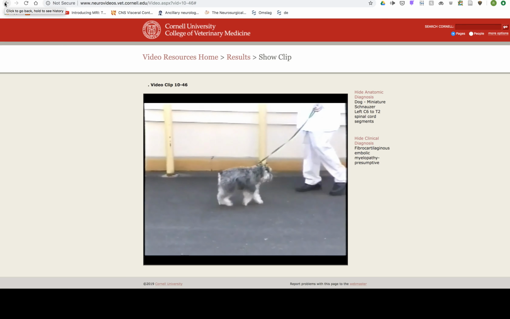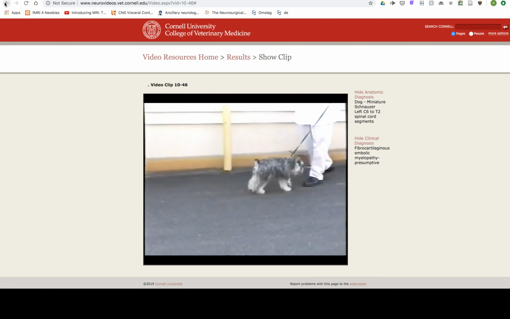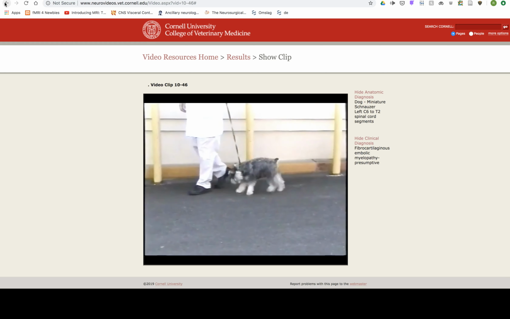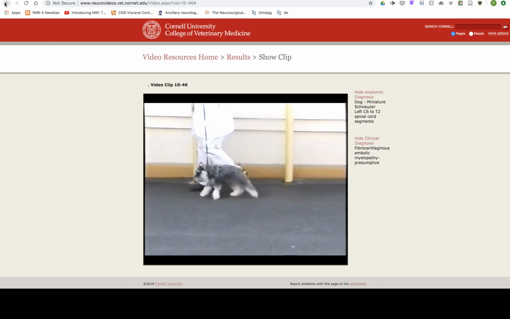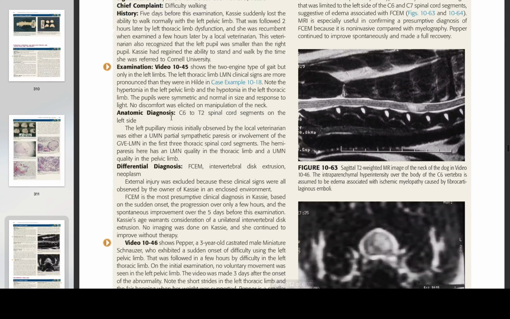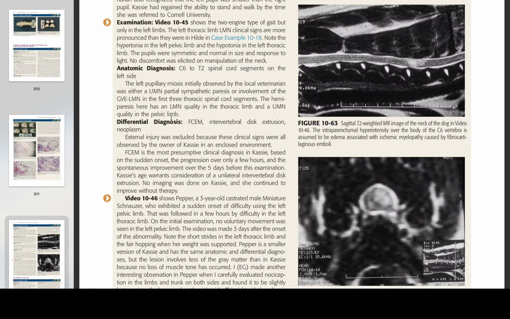This right side hypalgesia may be explained by the crossing of the nociceptive pathway at its origin in the spinal cord. The interruption of this pathway at the level of C6 on the left caused the right side hypalgesia caudal to this level. MRI showed an intraparenchymal hyperintensity on the T2W images that was limited to the left side of the C6 and C7 spinal cord segments, suggestive of edema associated with FCEM, figures 10-63 and 10-64.